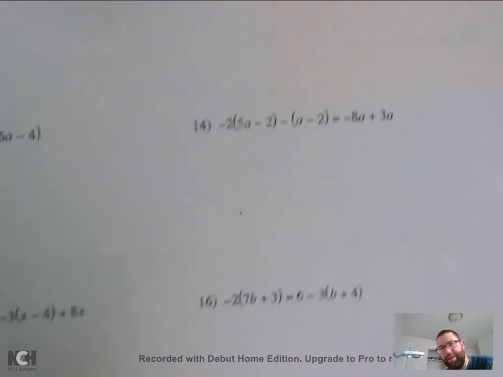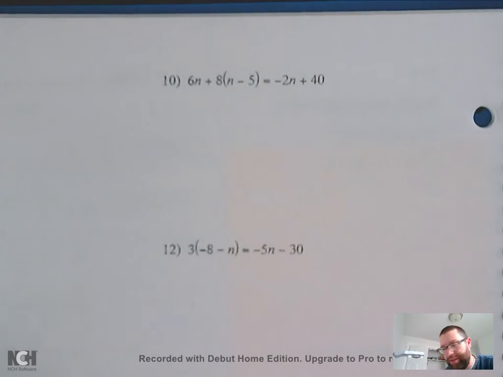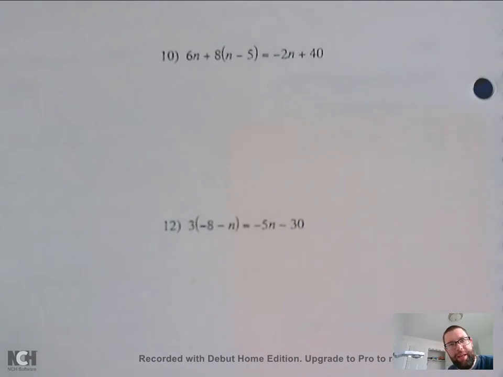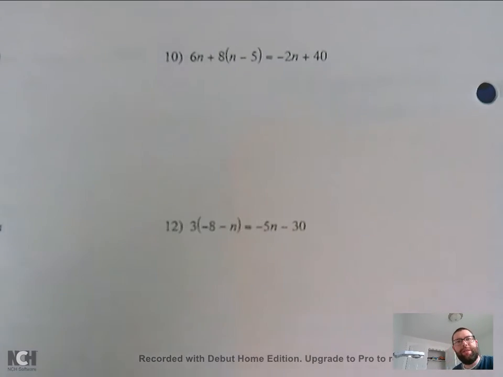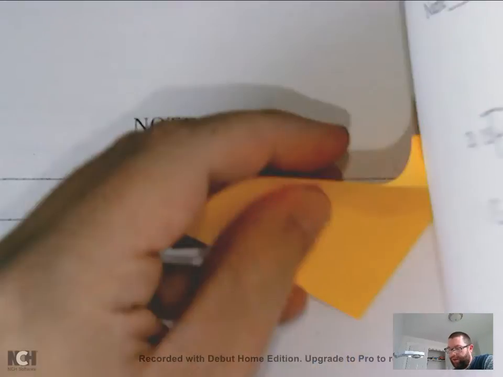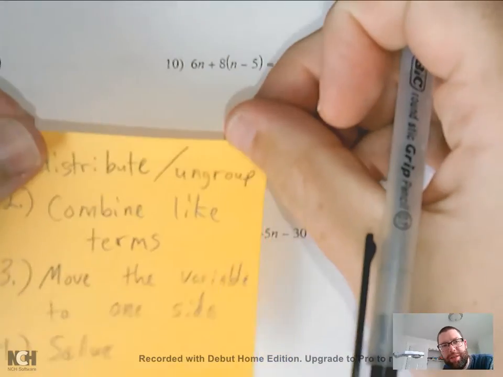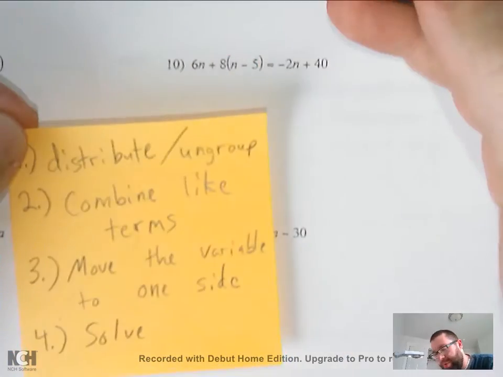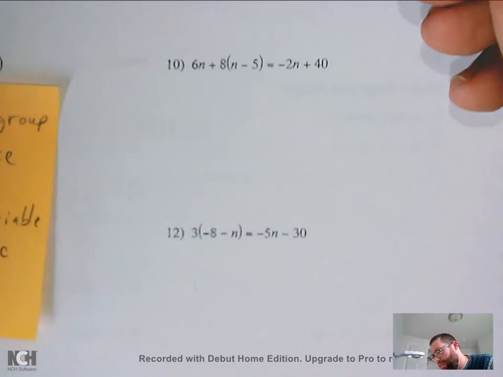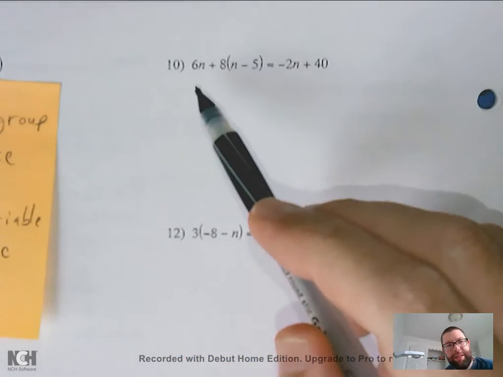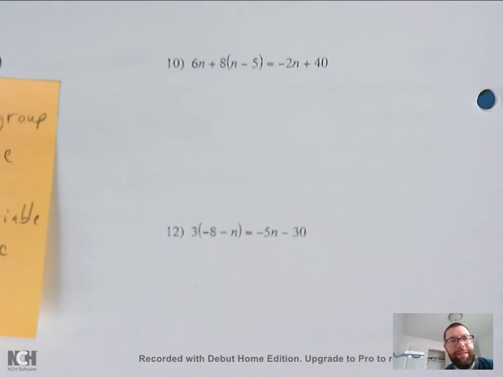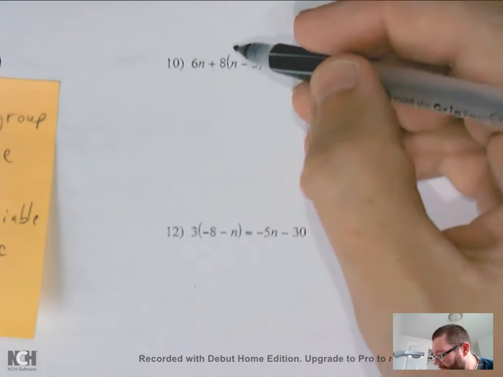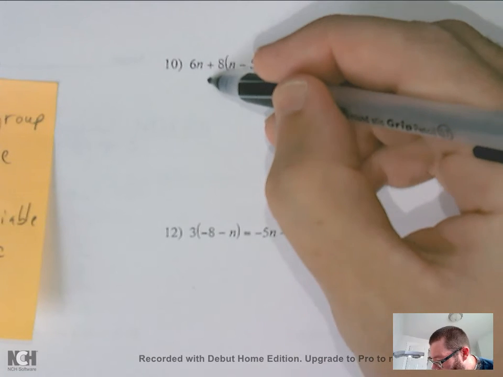challenging ones. Let's look at number 10 here. So number 10, again, we start by looking for things to distribute, right? Our steps for solving multi-step equations is we want to distribute or ungroup things first. So look at number 10. I've got a 6n plus 8 in front of the parenthesis. This is where I was talking about you only distribute the number in front of the parenthesis. So I'm only distributing this 8.